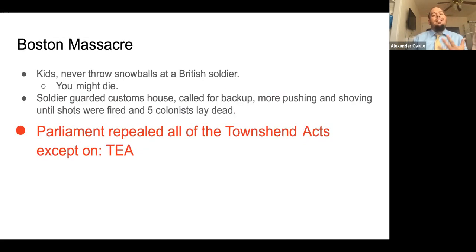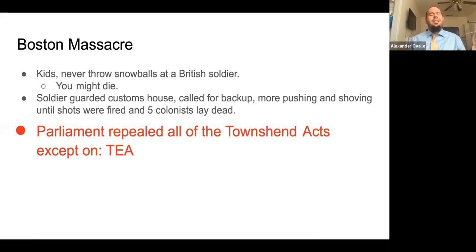You have something that happens in Boston. Just so you know, students, don't throw snowballs at a British soldier. You might die. A soldier who was guarding a customs house was hit with a snowball. He didn't like it. He called for backup. There's more pushing and shoving between the colonists in Boston.